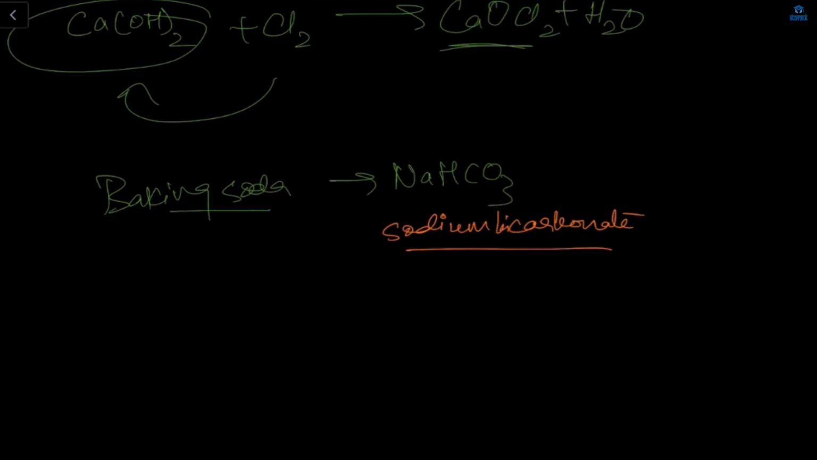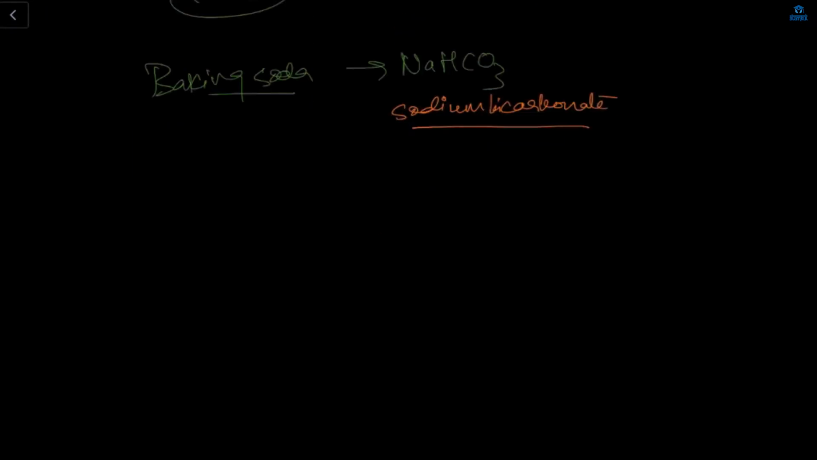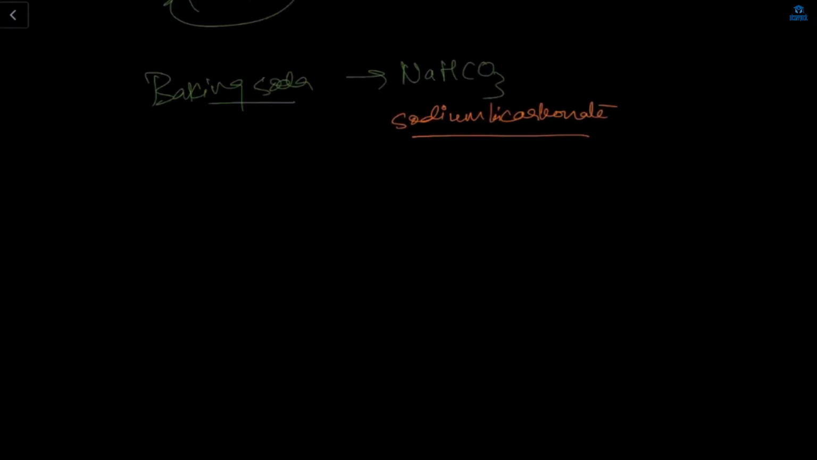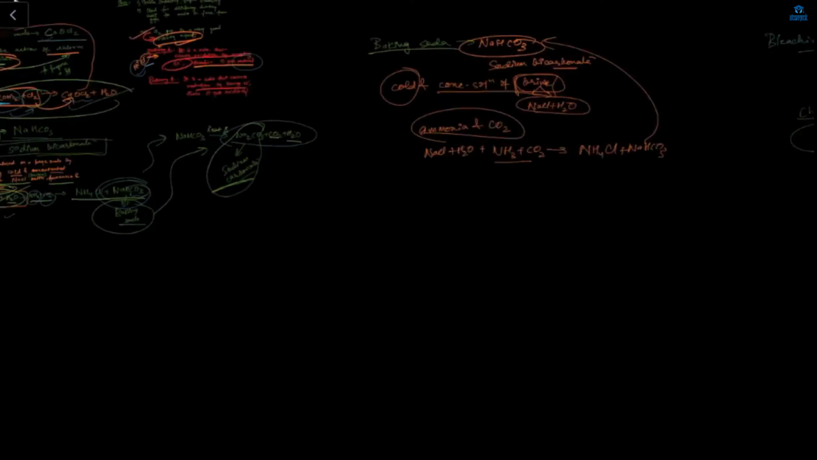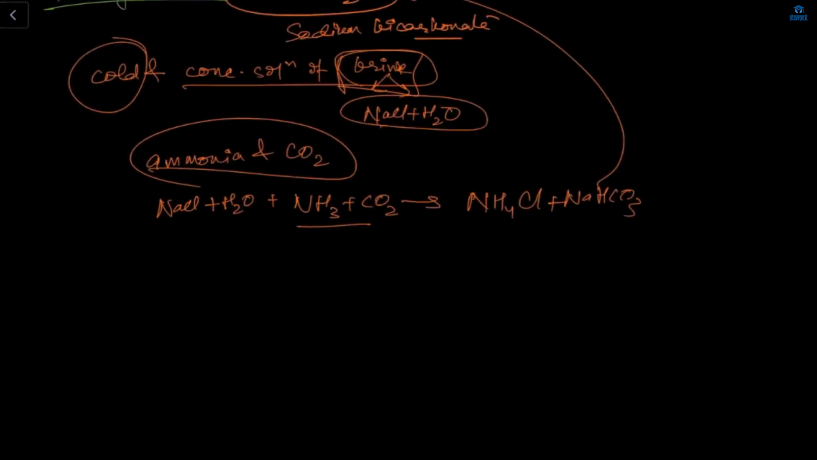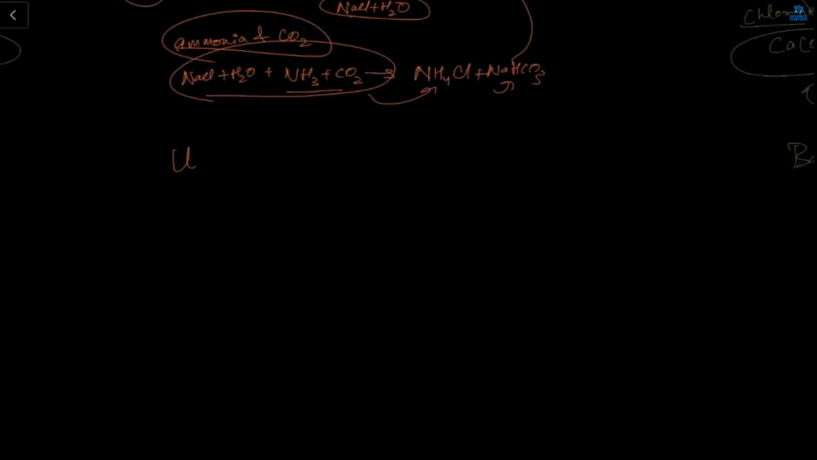So the reaction of this you all know. Here we have to treat the brine solution with ammonia and carbon dioxide. If we treat this, then we'll get NH4Cl and NaHCO3. Now, what are the uses of this baking soda?